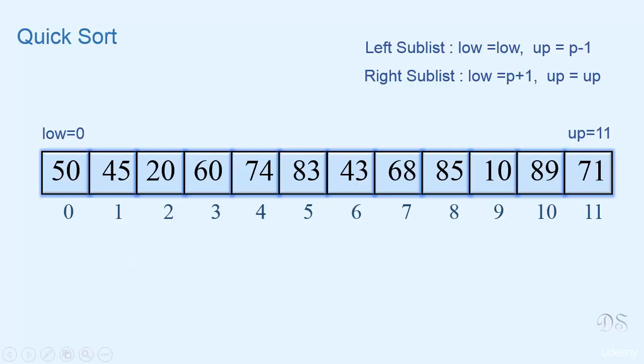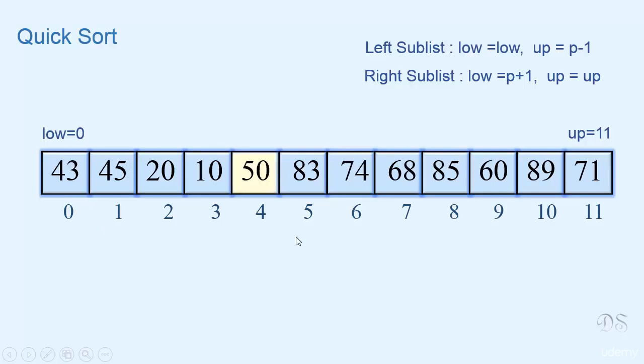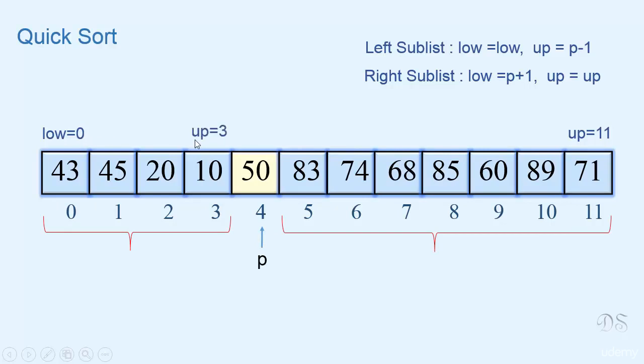Now initially we have to sort this whole list. So low is 0 and up is 11. And this A[low] is taken as a pivot. The list is rearranged such that this 50 comes at its proper place. After this it is divided into two sublists. For this sublist, low is 0 and up will be equal to P minus 1. So up will be 3. For this sublist, up will remain same and low will be equal to P plus 1. So low will be 5 for this list.